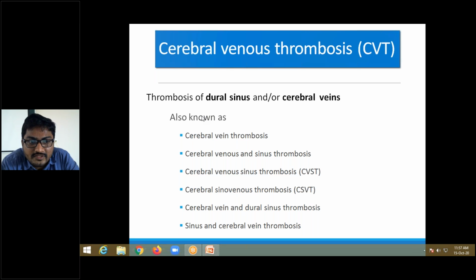Cerebral venous sinus thrombosis is the thrombosis of dural sinuses or cerebral veins, right? It is also called cerebral vein thrombosis, cerebral venous and sinus thrombosis, cerebral venous sinus thrombosis (CVST), cerebral sinovenous thrombosis (CSVT), cerebral vein and dural sinus thrombosis, sinus and cerebral vein thrombosis. So these are all the names you can call cerebral venous thrombosis, right?